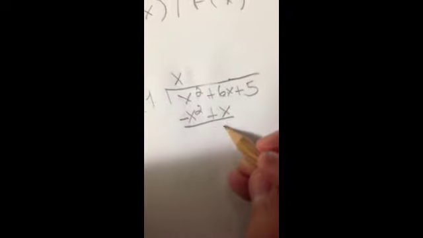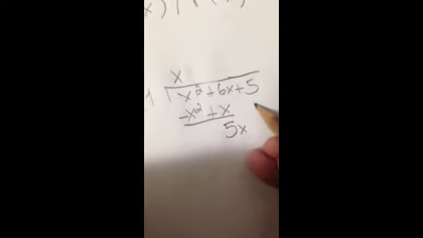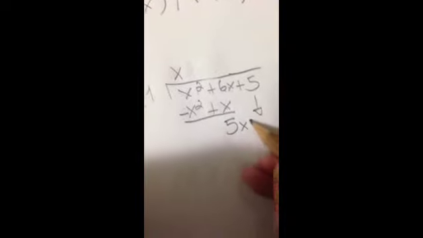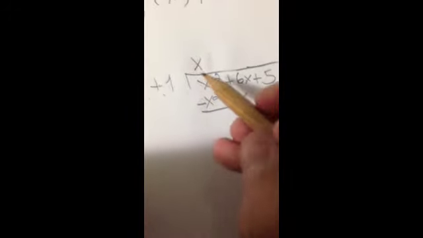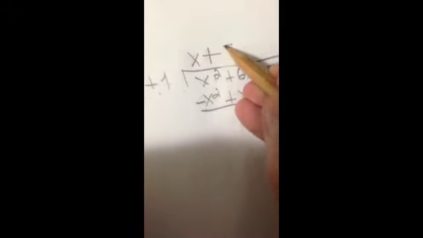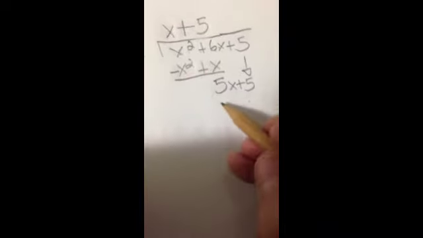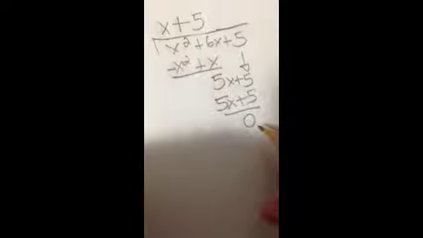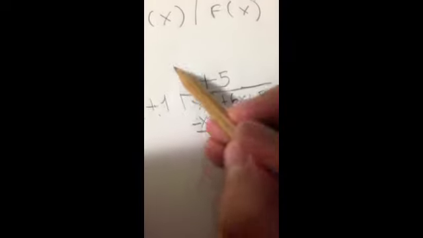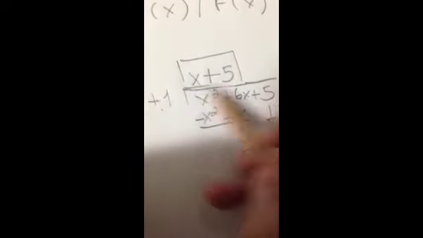What will be left over will be 5x, bring down the 5, so plus 5. And now, how many x plus 1s will go into 5x plus 5? The answer will be positive 5, which would be equal to 5x plus 5. Subtract, and it's 0. So the answer is x plus 5.